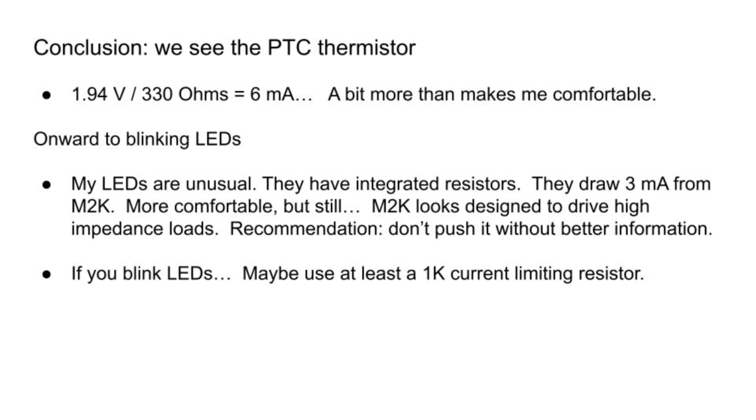My LEDs are very old and unusual. They have integrated resistors, and that's why you won't see any current limiting resistors on my connection diagram. I measure that they draw 3 milliamps from the M2K. That's a lot more comfortable, but still, I might go for even less than that for anything I'm going to run for a long time. I would not push the M2K's outputs without better information. So if you decide to blink some LEDs from an M2K, I'd suggest using at least a 1K current limiting resistor.